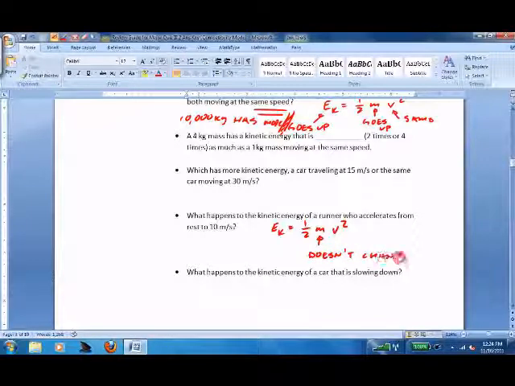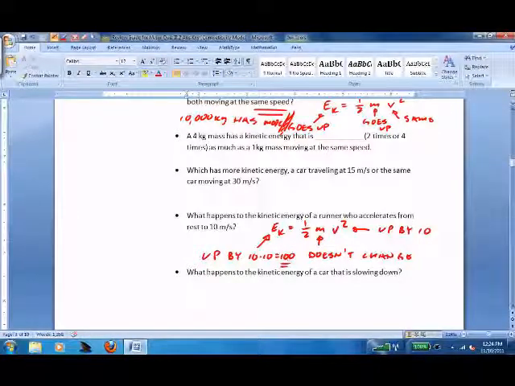But the velocity does. Well, velocity goes up by 10. We have to square it. Then the energy goes up by 10 times 10, also known as 100. Very challenging.